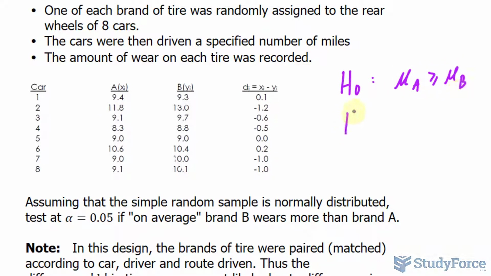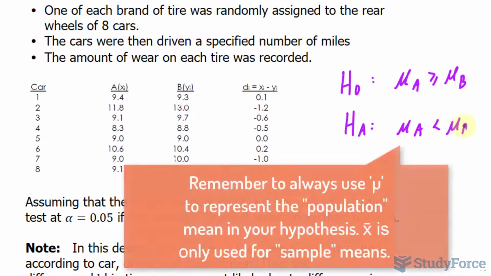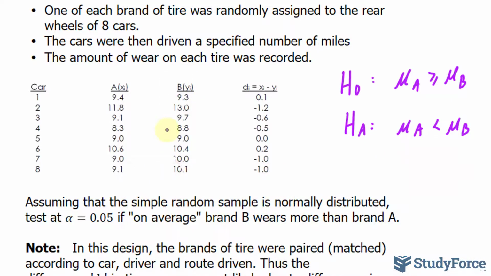And the alternative is the opposite of this, where the mean of group A is less than that of group B. In other words, the wear of this brand is more than A. To test this hypothesis, we'll be using a t-test.